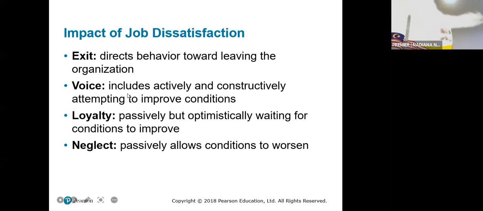Number 2 is voice. This always happens. It is always there in the organization. Voice includes actively and constructively attempting to improve conditions. In policy making, especially in the service system of an organization, the employee voice is very important. The organization must hear the employee voice. From where does the employee voice come? From the trade union.